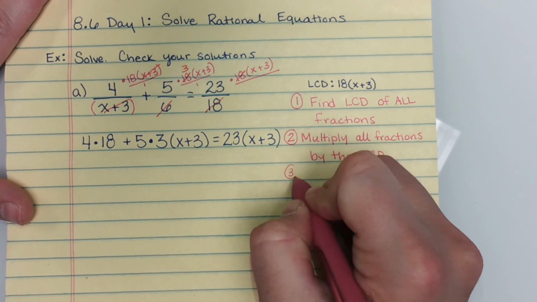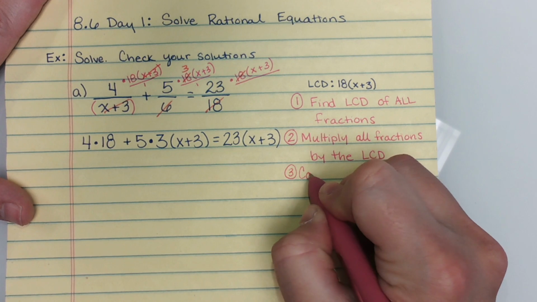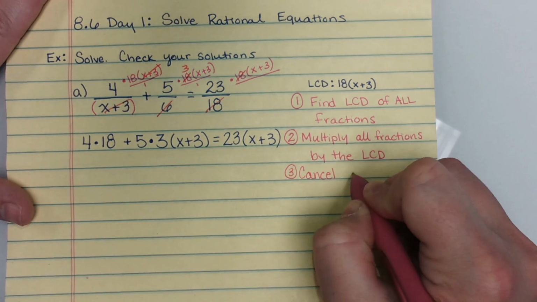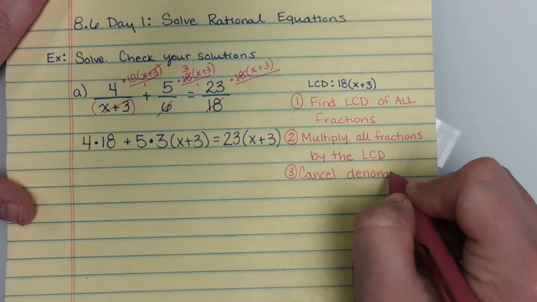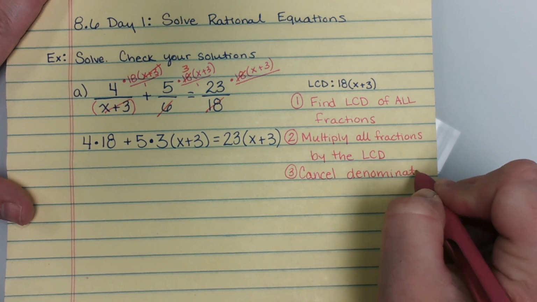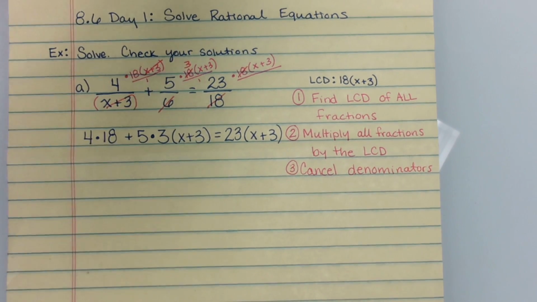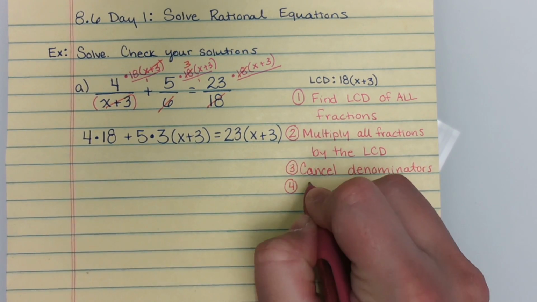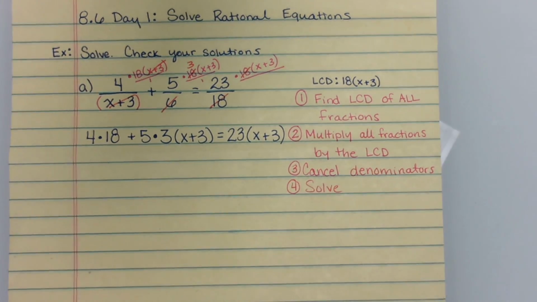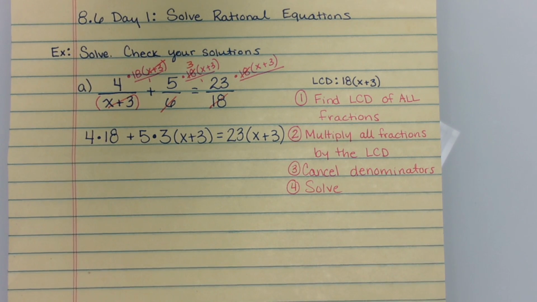When I do this process, the denominators will cancel out completely. I'm left with a much easier equation that I now know how to solve. If I want to solve this equation, where am I going to start?